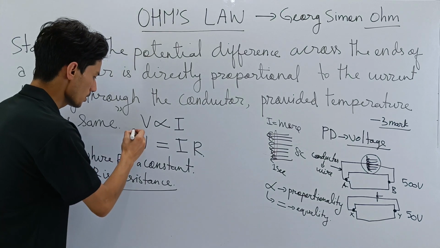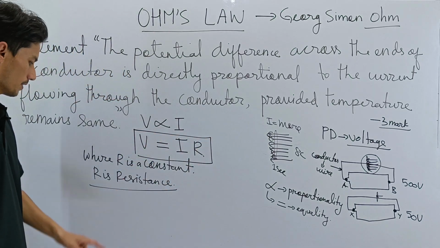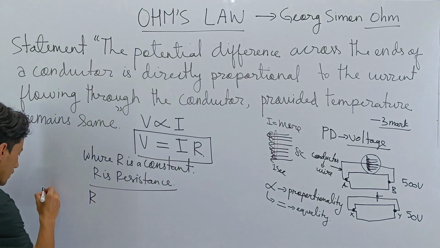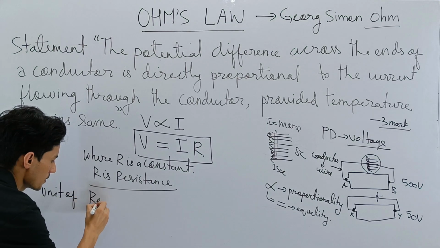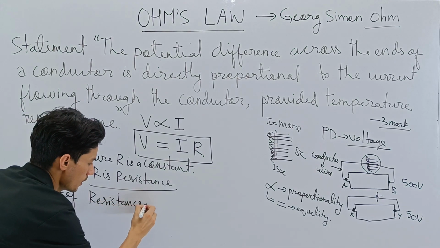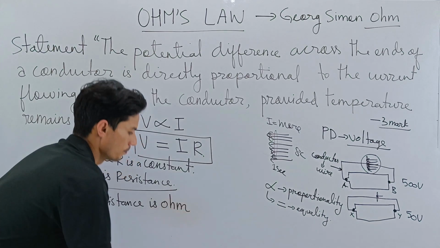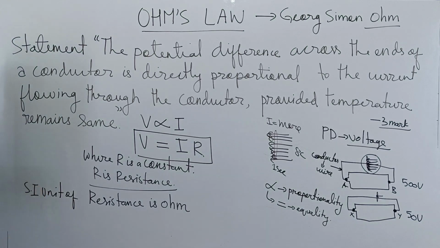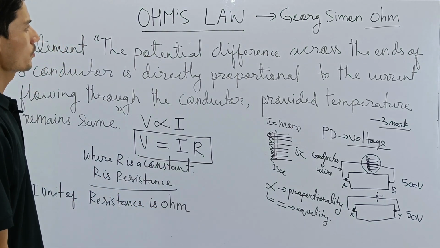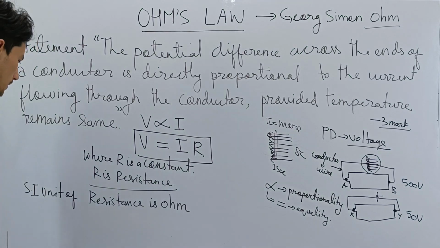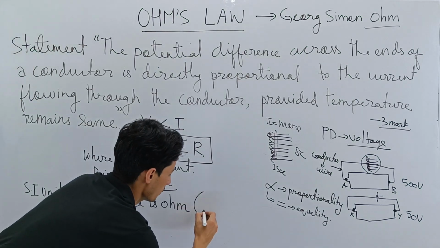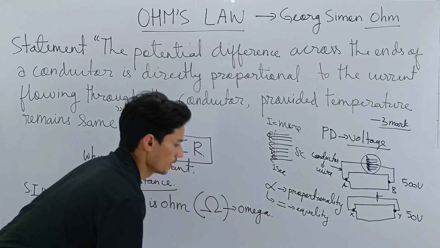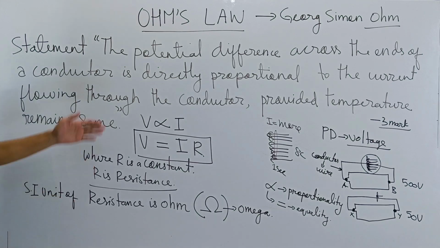So finally, this is Ohm's law. And the unit of resistance is ohm. You can say the SI unit of resistance is ohm, and it is represented by the symbol like this. This is called omega. So this is everything about Ohm's law.